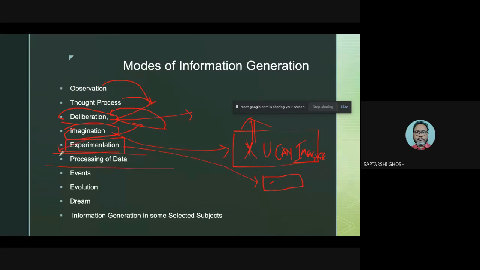Processing of data: you can process the data by using machines as well as by your mind. And events, as modes of generation of information. For example, an earthquake doing havoc, you know what to do next. So by the events, you learn something, and at the same time you try to develop some new information.